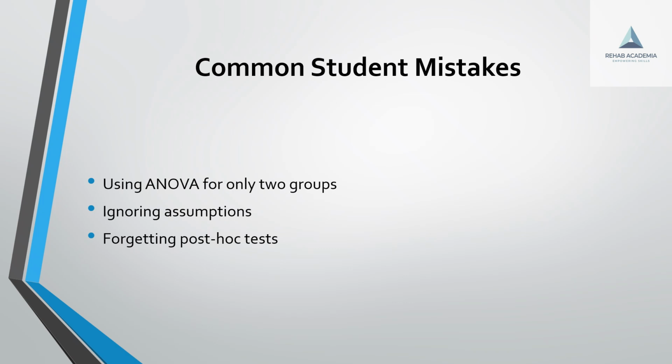Some common mistakes students make when applying ANOVA are using ANOVA for only two groups, sometimes ignoring the assumptions, and sometimes forgetting the post hoc test. Students sometimes misuse ANOVA and may apply multiple t-tests, which may create different types of errors.